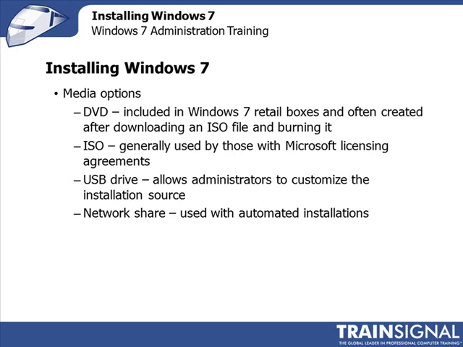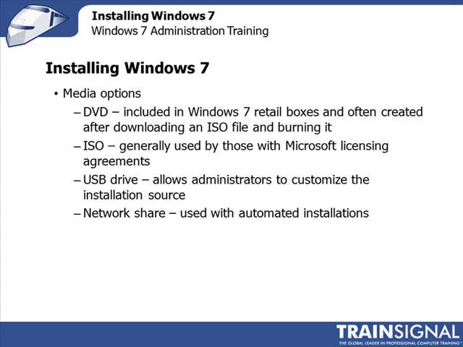When it comes to an installation, there are a number of different ways you can go about getting the media for Windows 7 loaded onto a system. For your pilot rollouts, the most common way to do this is going to be with a DVD. The DVD is included in a Windows 7 retail box, and a lot of IT folks create DVDs after downloading the ISO image file from Microsoft's site and burning that ISO to a disk. An ISO file is generally used by those that have Microsoft licensing agreements. An ISO is an image of a CD-ROM or DVD device that you then burn to a blank disk so you actually have a complete copy of the original CD or DVD.